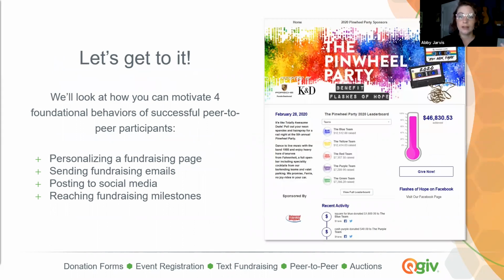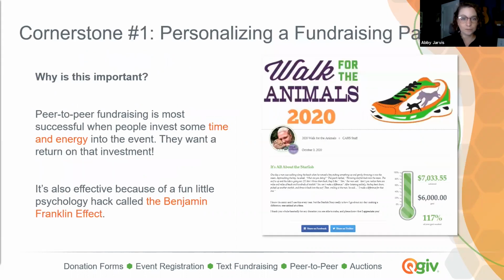So this is what we're going to look at. We're going to look at personalizing fundraising pages and how and why we want to convince our participants to do that. We're going to look at how and why to encourage our participants to send fundraising emails. We're going to explore social media usage among your participants. And then we're also going to look at the mindset behind gamifying your fundraising or setting milestones and encouraging participants to reach those milestones.